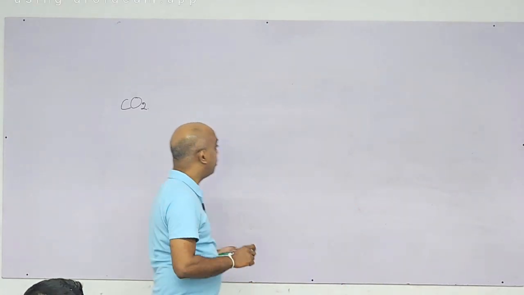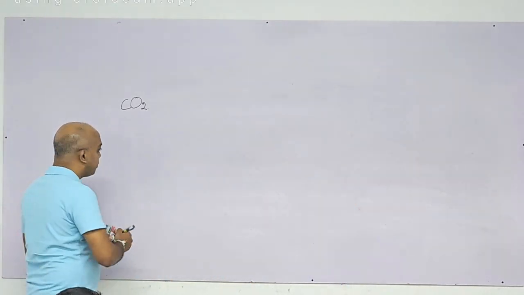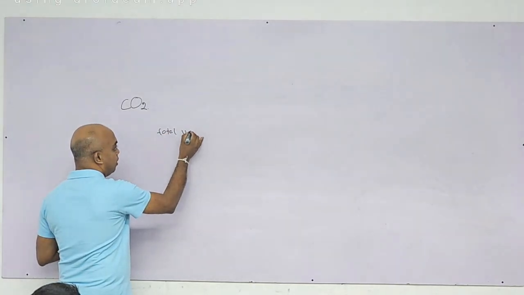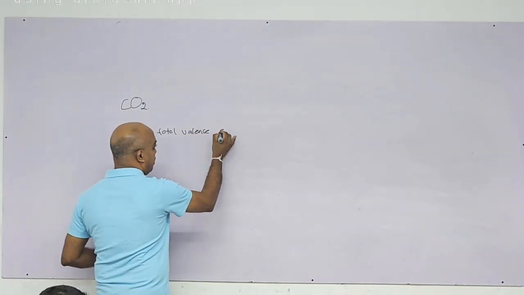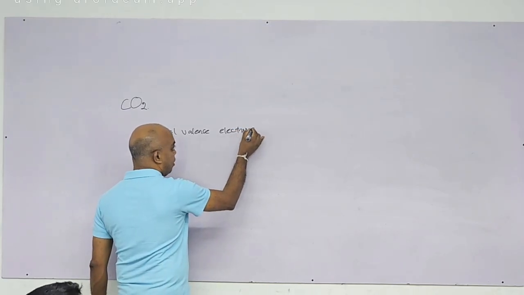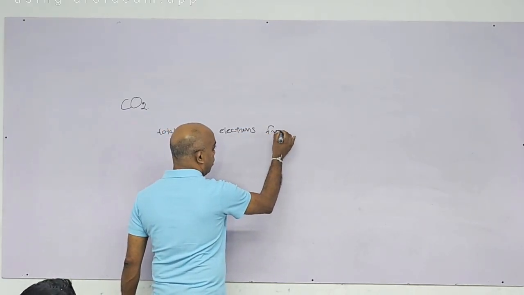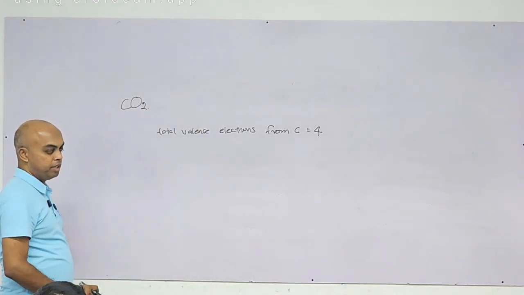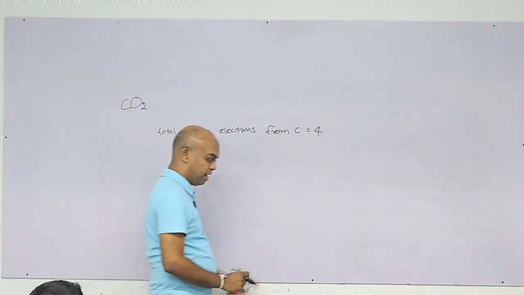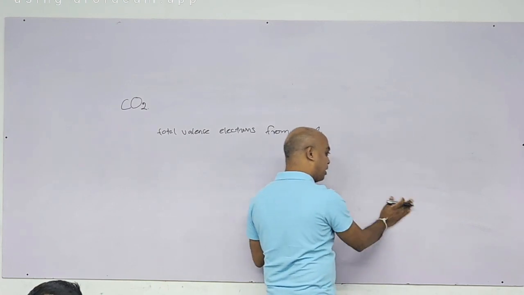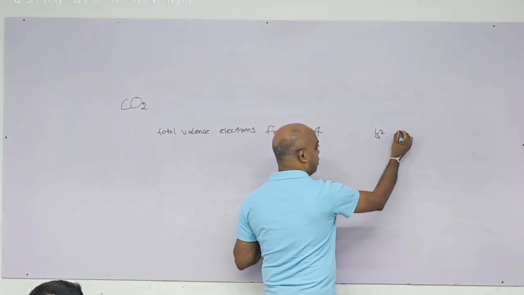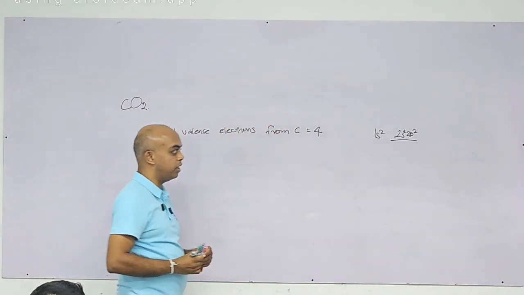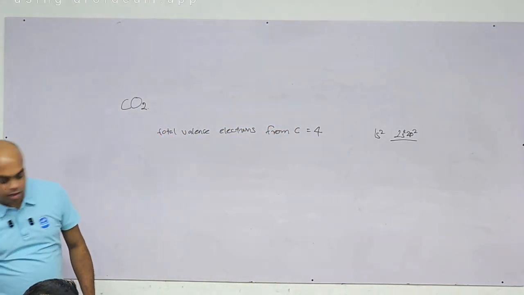Right? So carbon dioxide, the central atom is carbon. Total valence electrons from carbon, that is 4. Carbon valence electrons is 4. Carbon is 6, 1s2 2s2 2p2, this is the valence shell, so total number of electrons is 4. That's why I am taking this one.